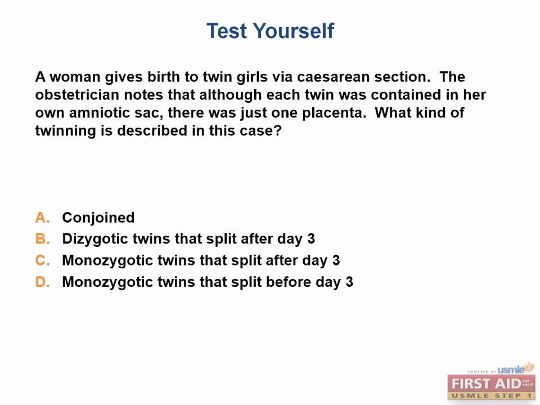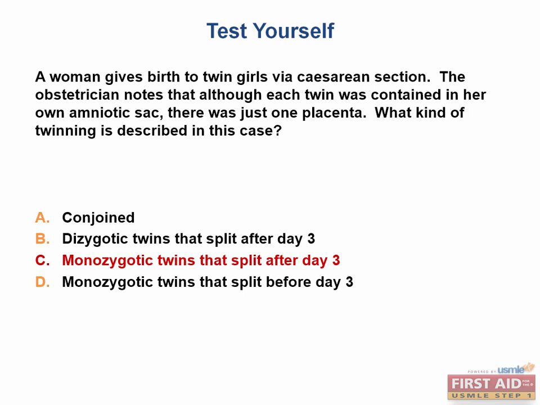Here's another question. A woman gives birth to twin girls via cesarean section. The obstetrician notes that although each twin was contained in her own amniotic sac, there was just one placenta. What kind of twinning is described in this case? It would be monozygotic twins that split after day 3, because you have a monochorionic diamniotic pregnancy.